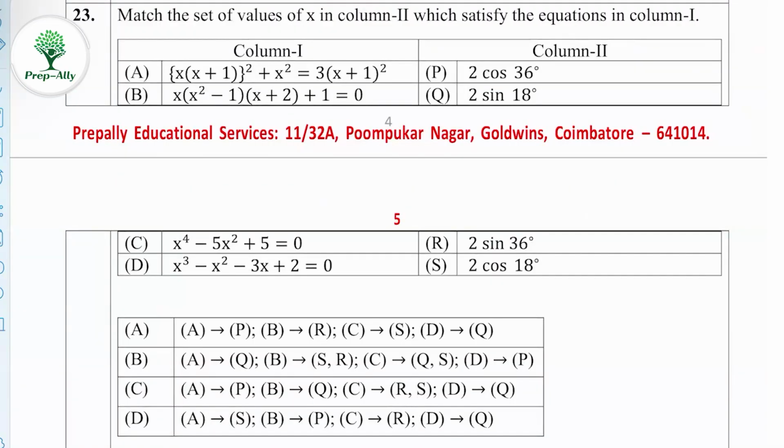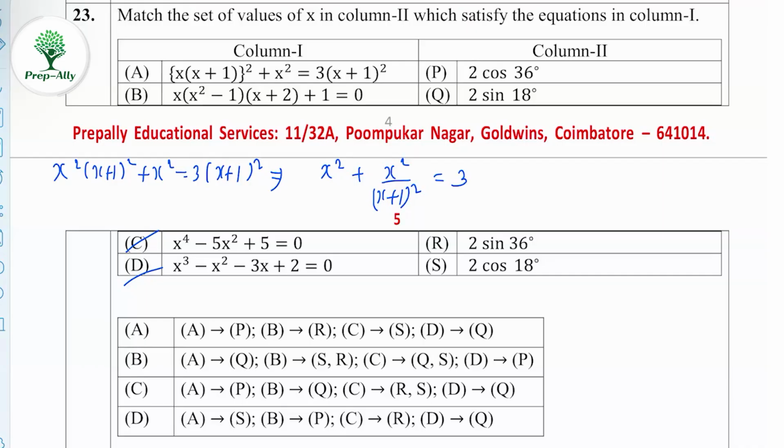Question 27. So in that C and D are very straightforward, biquadratic and cubic. So only A I am solving. A is what? X square by x plus 1 square plus x square is equal to 3x plus 1 square. We divide by x plus 1 square on both sides. So x square plus x square by x plus 1 square is equal to 3.